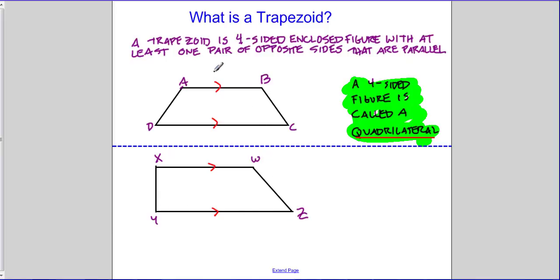I've mentioned in previous videos that you can name an enclosed figure by going around it either clockwise or counterclockwise. So again, this could be trapezoid DCBA, trapezoid CBAD. Another one would be going clockwise, trapezoid BCDA, etc. Another name for a four-sided figure that is enclosed, I should say it needs to be enclosed, is a quadrilateral, quad meaning four.